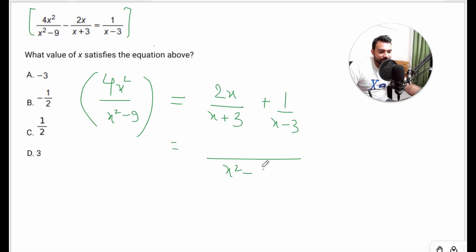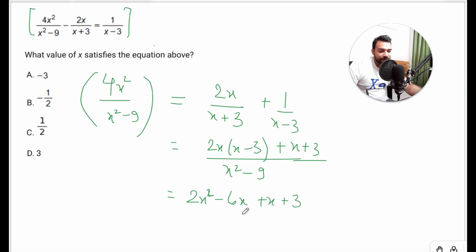This is x squared minus 9. 2x times x minus 3 plus x plus 3. This is what it becomes. So 2x squared minus 6x plus x plus 3 over x squared minus 9, and 4x squared over x squared minus 9.